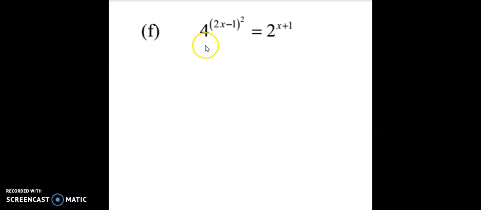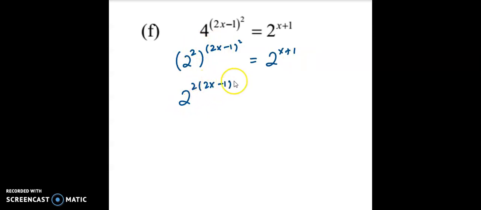For question F, we know both sides can change into the base of 2. So I change the 4 into 2 to the power of 2, and then this is raised to the power of 2x minus 1, squared, equals 2 to the power of x plus 1. Simplify the left-hand side: we get 2 to the power of 2 times (2x minus 1) squared equals 2 to the power of x plus 1. Again, we can see that both sides have the base of 2.